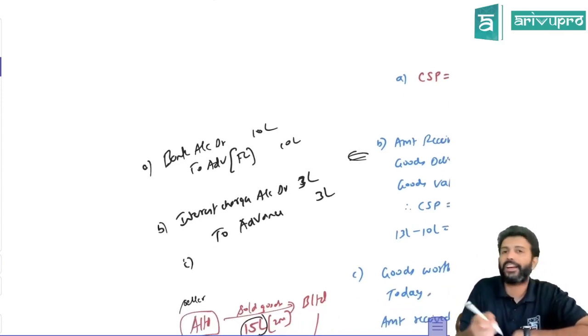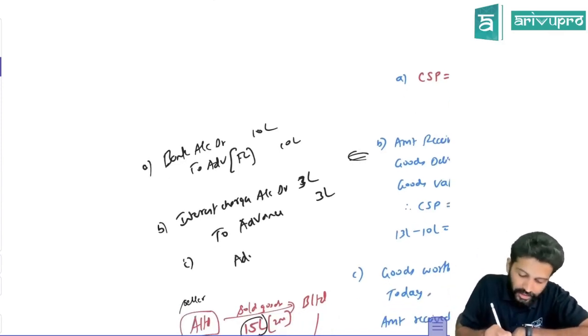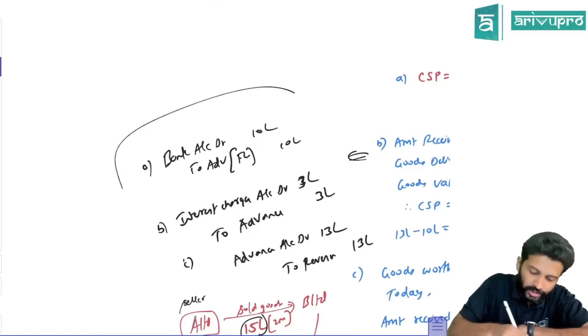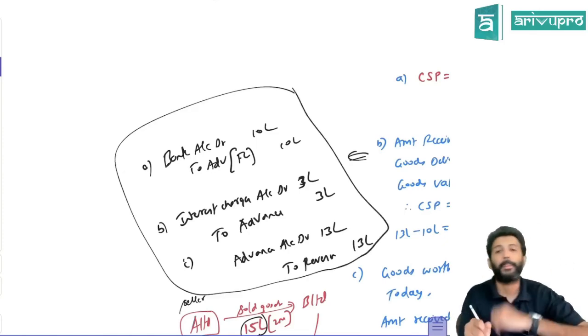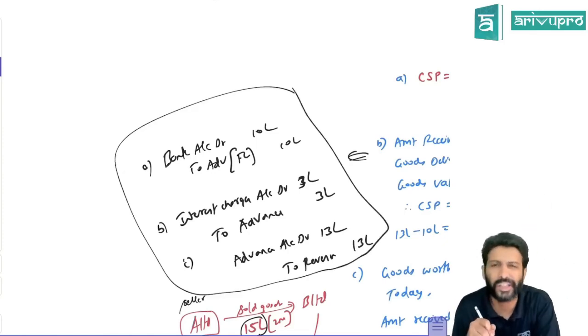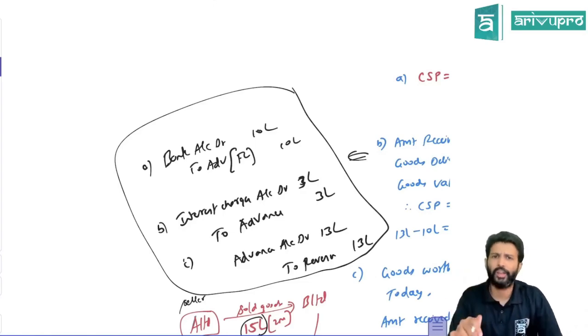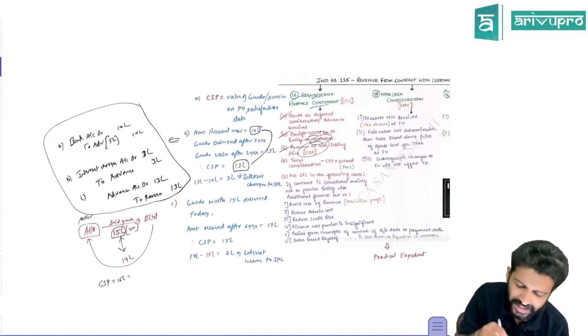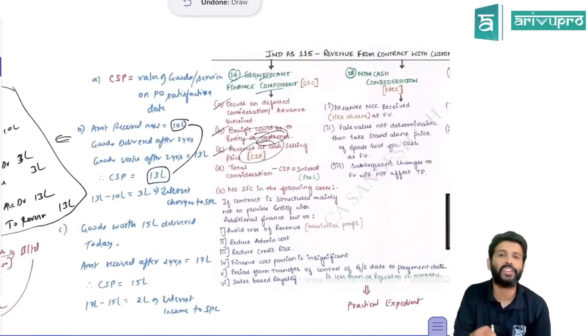Okay. So this is one. And in the second year, when the performance obligation is satisfied, you will pass the journal entry: advance account debit 13 lakh to revenue account 13 lakhs. So this is the setup of your journal entry. Basically, revenue has to be recognized at cash selling price. So the difference between the transaction price and cash selling price is nothing but your interest charges or interest income, could be whatever, depending on the case.